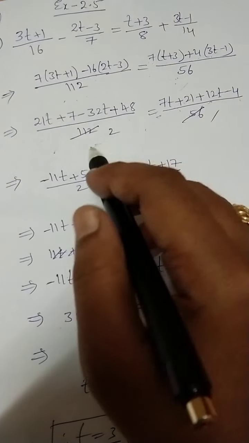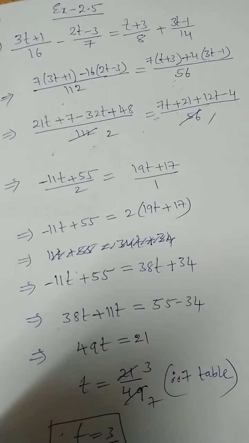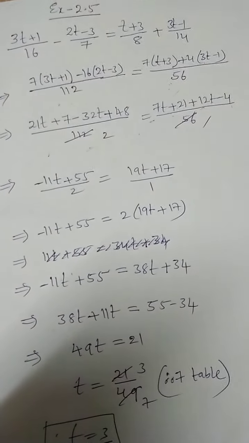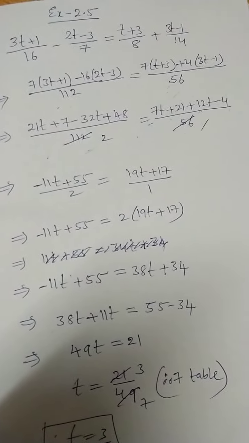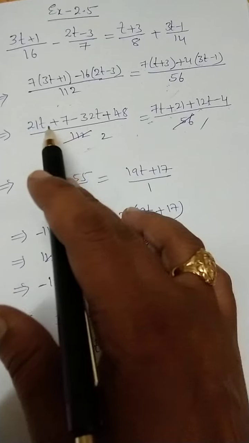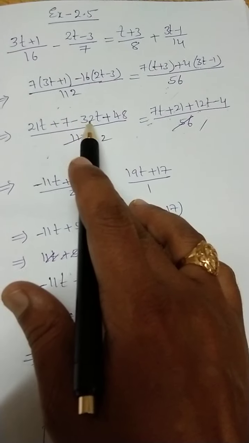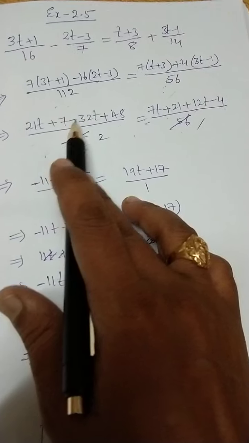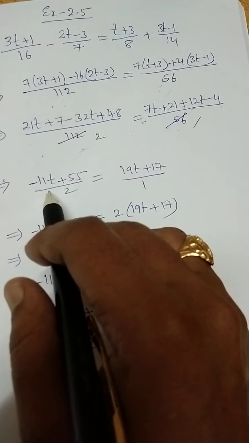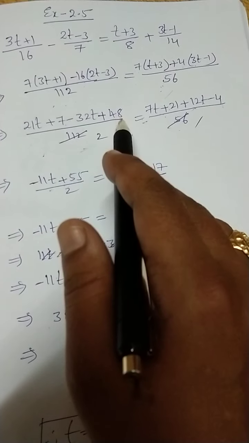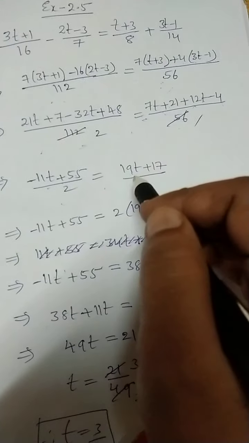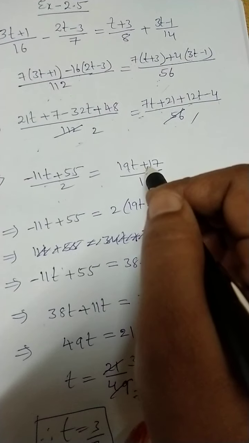Now divided by 112. Here also 56, the same as it is, we should write. Next, here we can do the cancellation with the 56 table. 56 ones are 56, twos are 112. Now you can do the subtraction. Here the greater number has the minus symbol, right? So here you will get minus only. 32 minus 21, minus 11t, plus here 7 plus 48, you will get 55 by 2 is equal to here 19t plus 17.